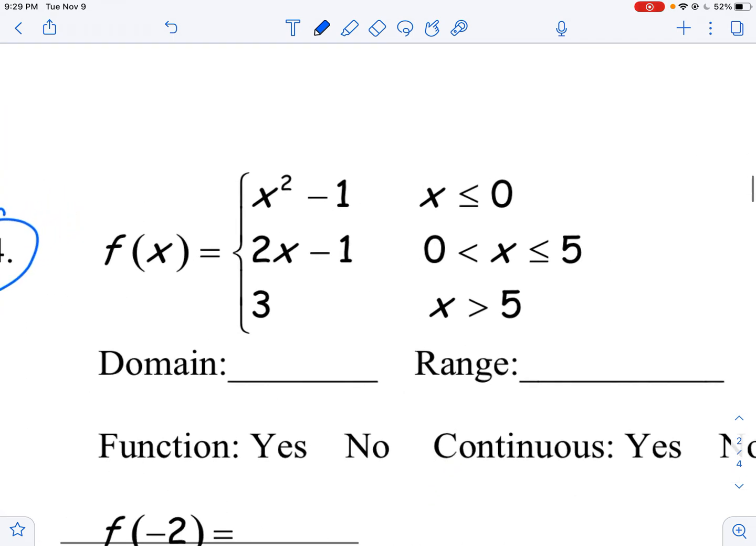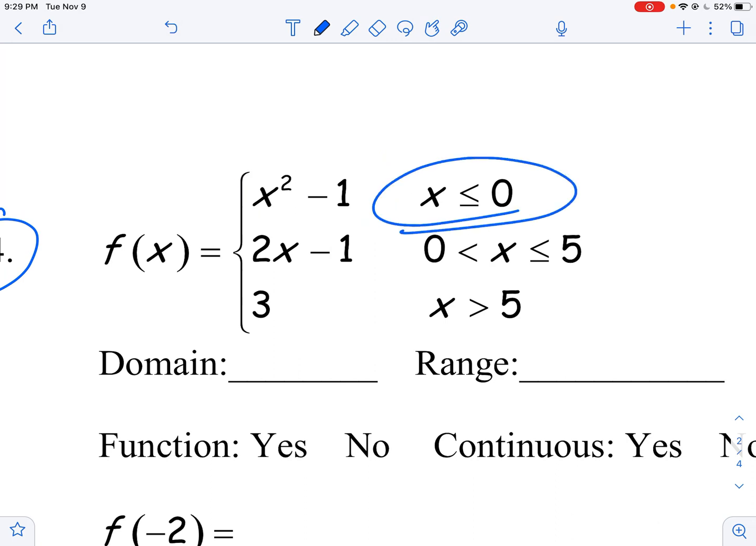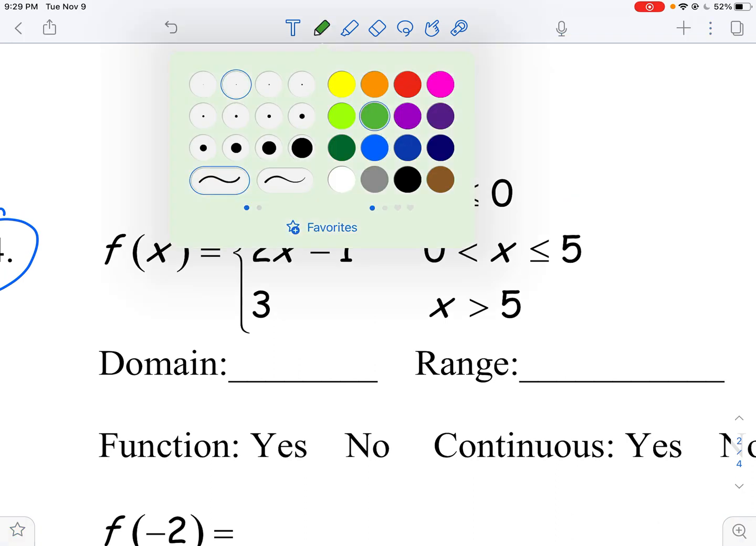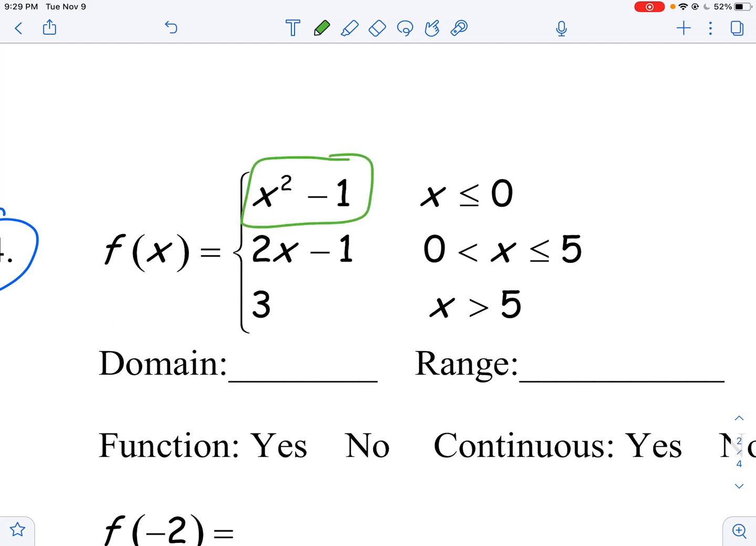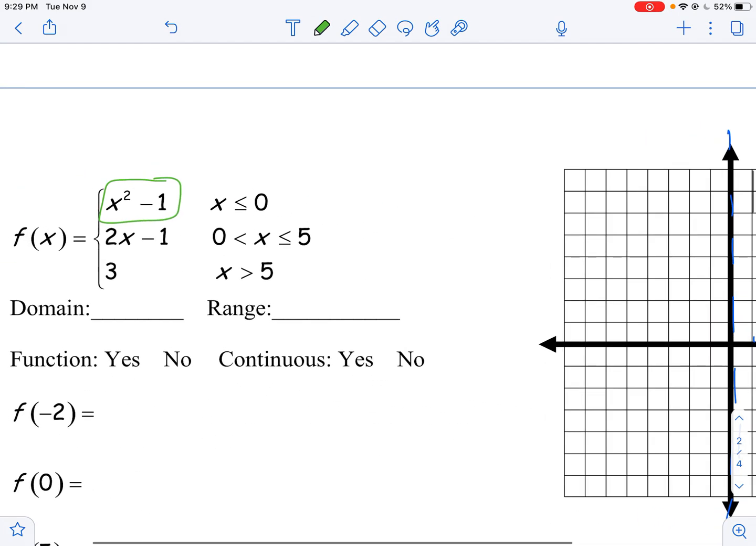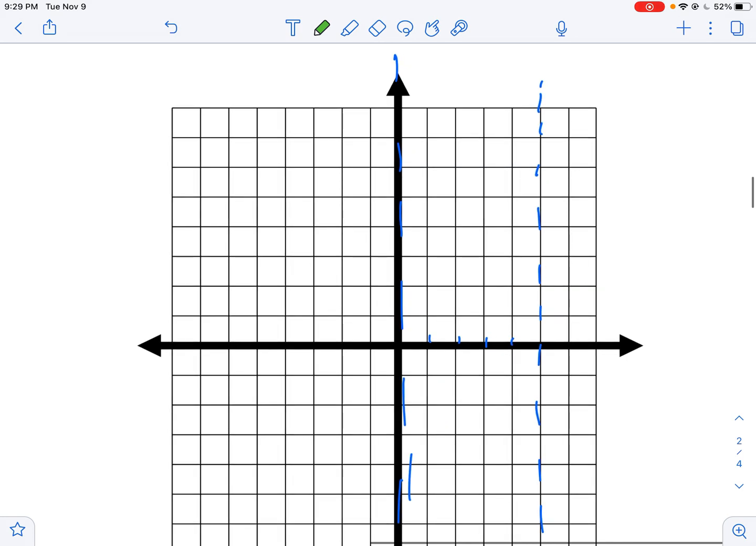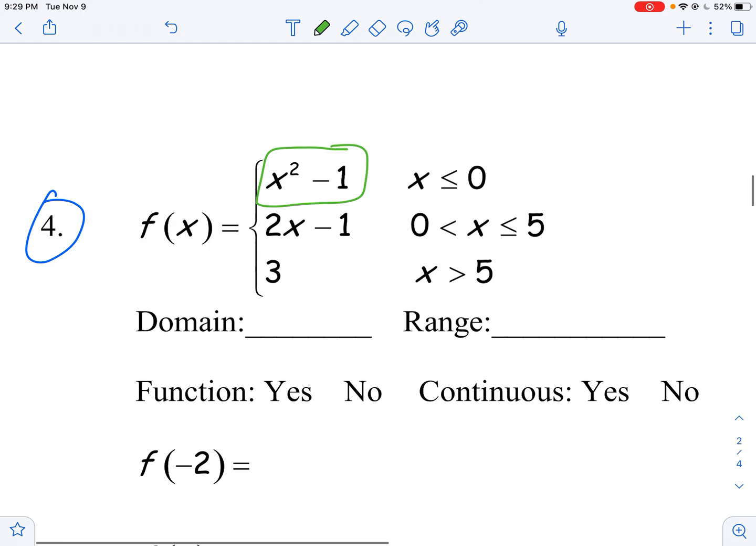I'm going to come over to my options. So this is a quadratic to the left of 0. Let's put this one in color, we'll put this one green. I need to graph x squared minus 1. So x squared minus 1 just means the vertex is down at -1. And it's going to go up 1, and then it goes up 3, and it goes up 5, like that.